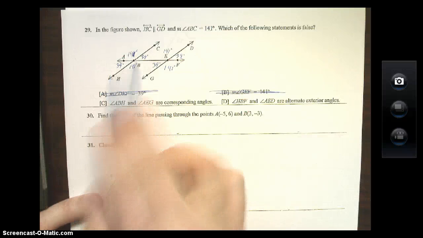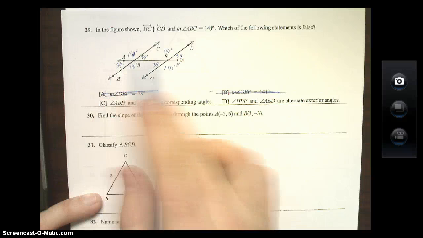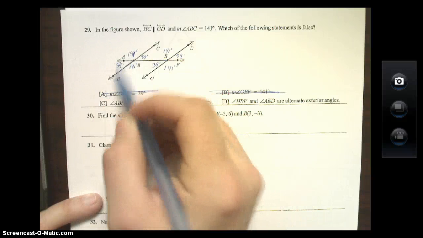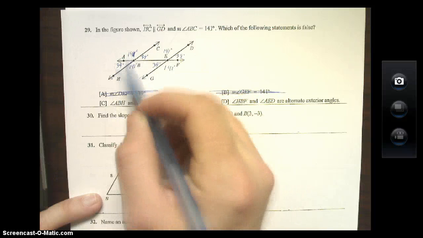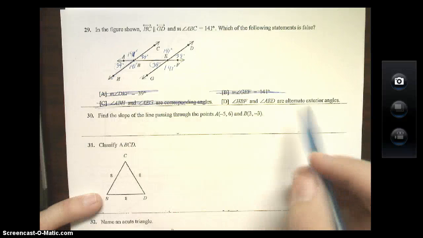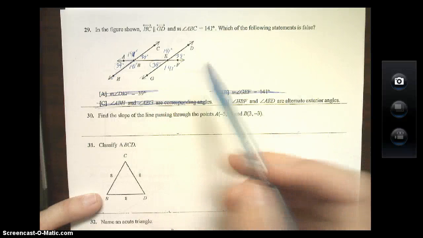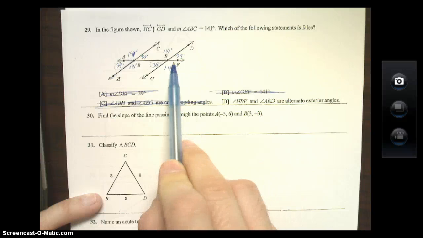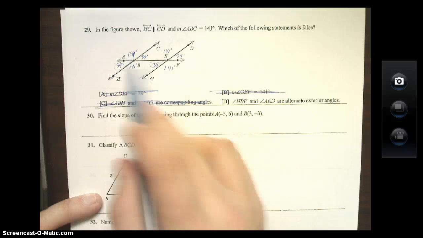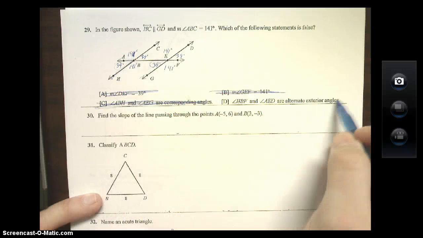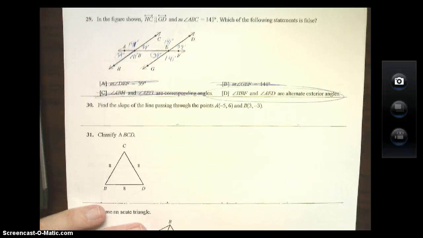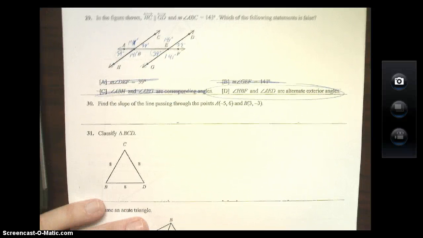ABH and AEG are corresponding. Here's AE, ABH, AEG. They are on the same corner, so they would be corresponding. Clearly, this leaves us with our last answer, which is HBF and AED are alternate exterior. Notice that AED is on the interior. That does not work. It's false. Good.